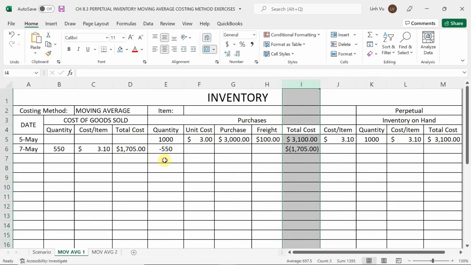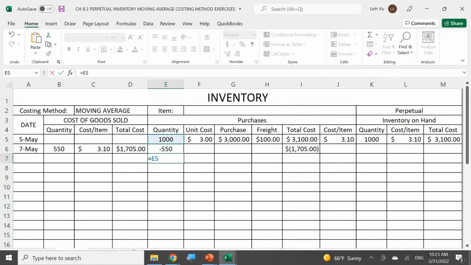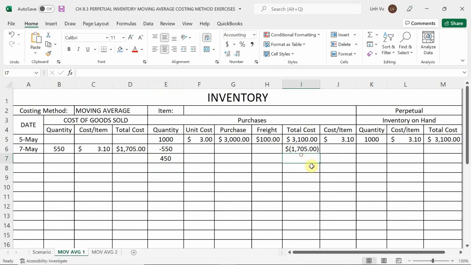So in this case, I need to tally up my totals. I had 1,000 and I sold 550. So I should be left with 450. Okay. And in this case, I started out with 3,100 and I sold 1705. So I should be left with 1305.